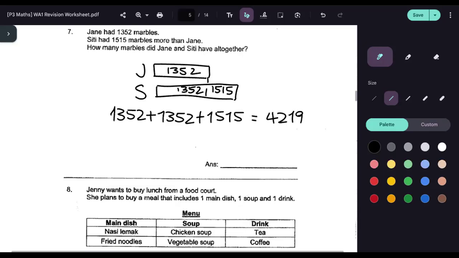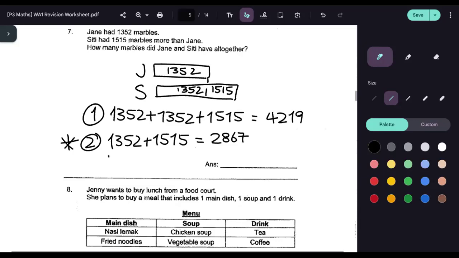Sorry, I use calculator. So my answer is very accurate, okay? This is method 1. Method 2, which I highly recommend you all use: 1352 plus 1515 first. You should have 2867. Then you add with Jane. Same thing, you should get 4219.